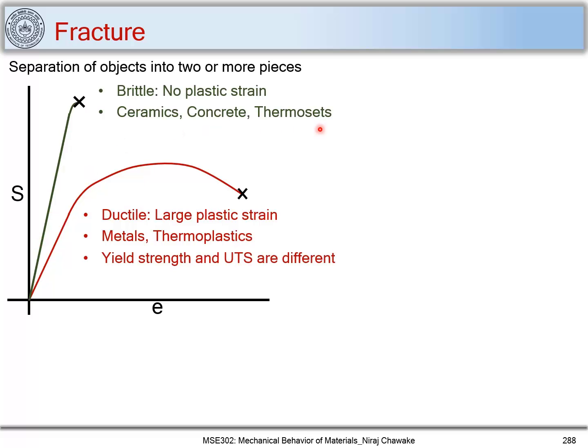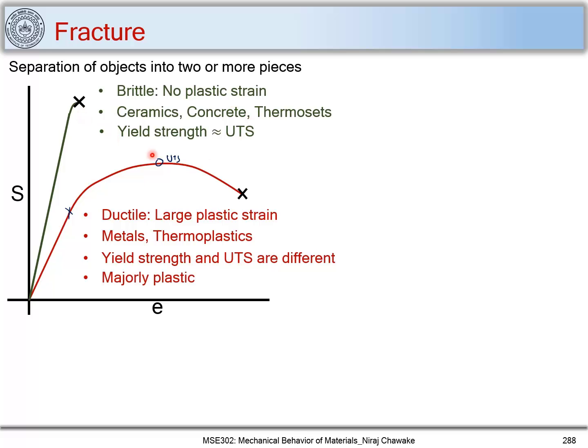When materials deform in a ductile manner, the yield strength and ultimate tensile strength are different. Let me explain. The yield strength is somewhere here and the ultimate tensile strength is somewhere here, and there is a difference between them. However, in the brittle case, you have elastic deformation up to this region, and as soon as it enters the plastic region, it fractures. So the yield strength and ultimate tensile strength are more or less equal.